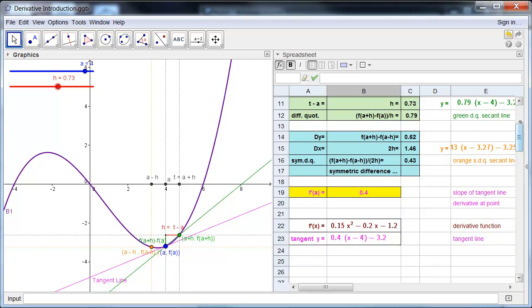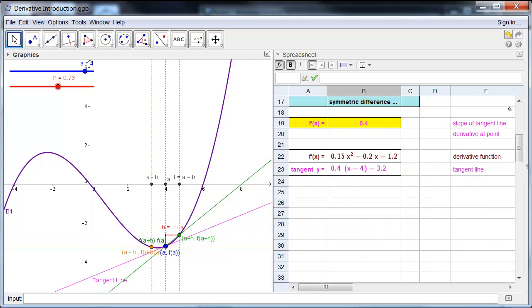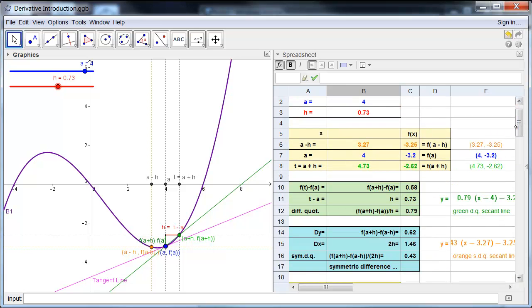So that's the introduction to the difference quotient, which is the slope of the secant line, or the average rate of change. Then we take a limit as the h goes to 0, and now we have the slope of the tangent line, which is the derivative. Okay, so that's the derivative of f at a.